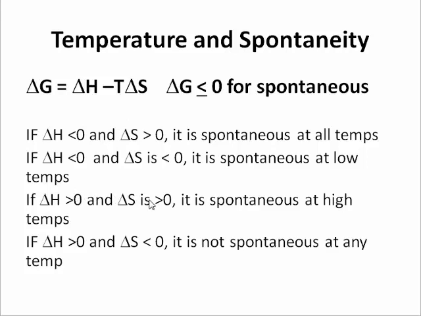If delta H is positive and delta S is greater than 0, T must be large for the delta G to become negative, and the process is spontaneous at high temperatures. If you have an endothermic reaction where the entropy goes down, delta G can never be negative. The reaction will not be spontaneous at any temperature.